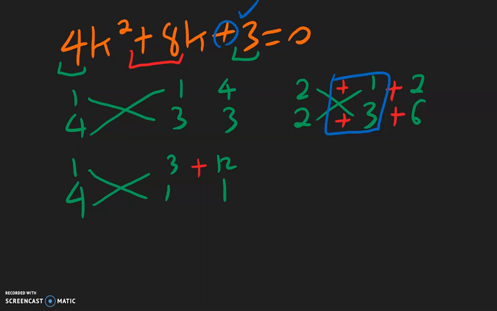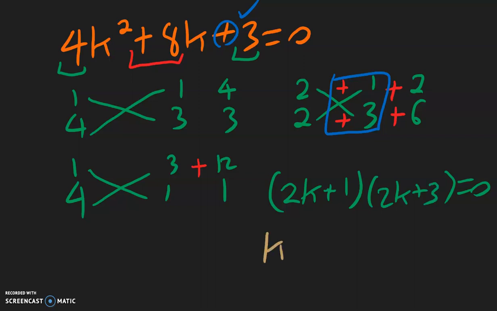So now we can write our factors. It's going to be 2k plus 1 and 2k plus 3. Which means that for the solutions, we have k equal, move the positive 1, that becomes a negative 1, then divide by 2, negative 1 over 2, or k equal, move the 3, becomes a negative 3, negative 3 over 2. That's the two solutions.